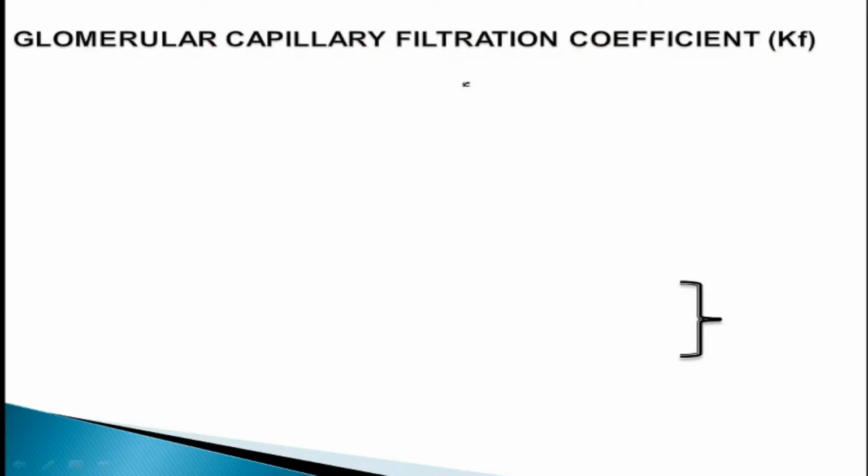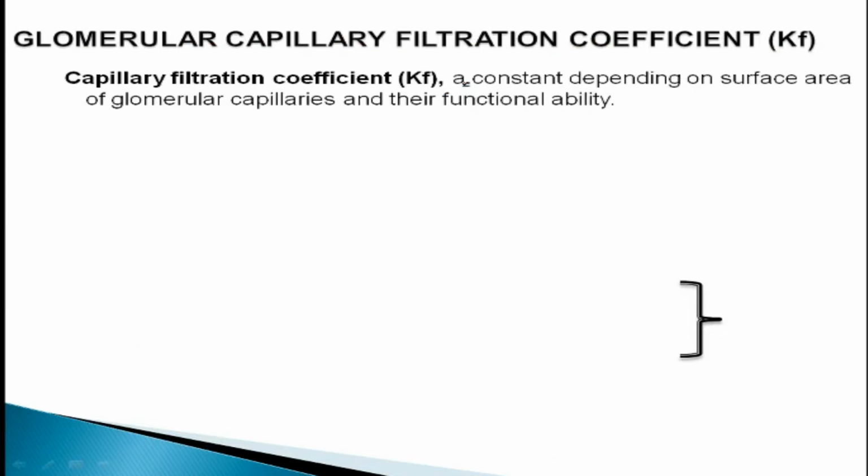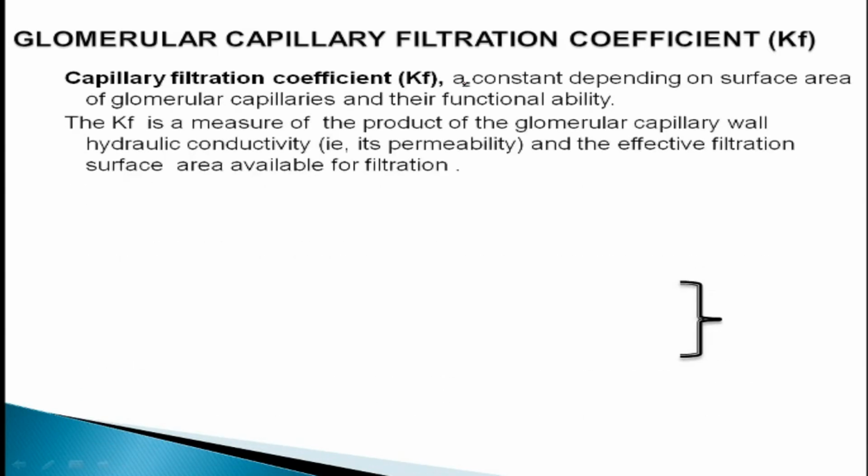Now, what is glomerular capillary filtration coefficient, or Kf? It is a constant which depends on the surface area of the glomerular capillaries and their functionality. So basically, the glomerular capillary filtration coefficient defines the ability of the capillaries to filter the fluid, and this ability is dependent on their permeability as well as their surface area.